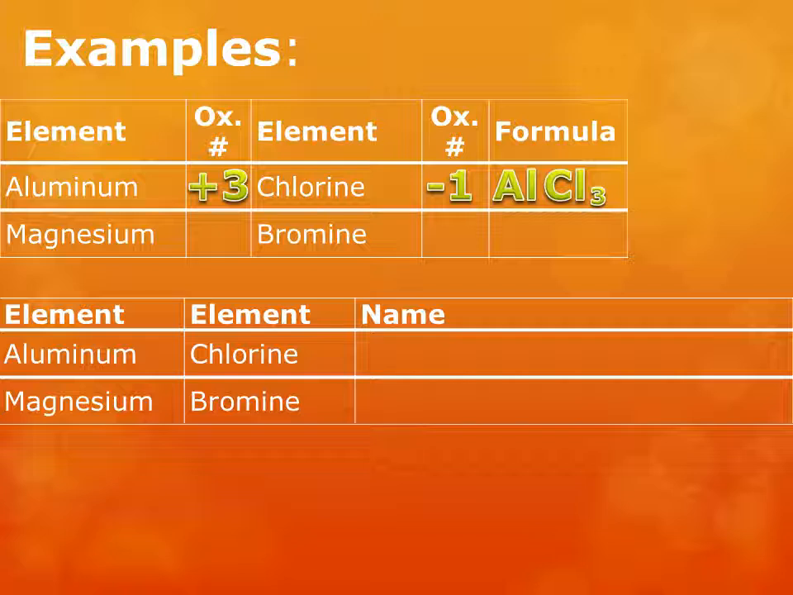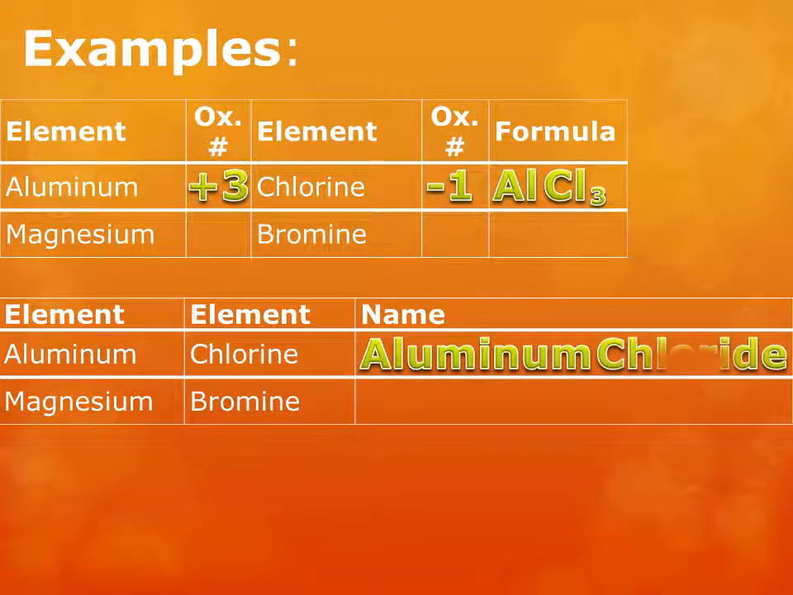Now to name it, we write down the name of the first one, which is just aluminum. And then for the second one, instead of just writing chlorine, we're going to change the ending. So it's chloride. Okay. So instead of chlorine, chloride. So aluminum chloride. That's it.